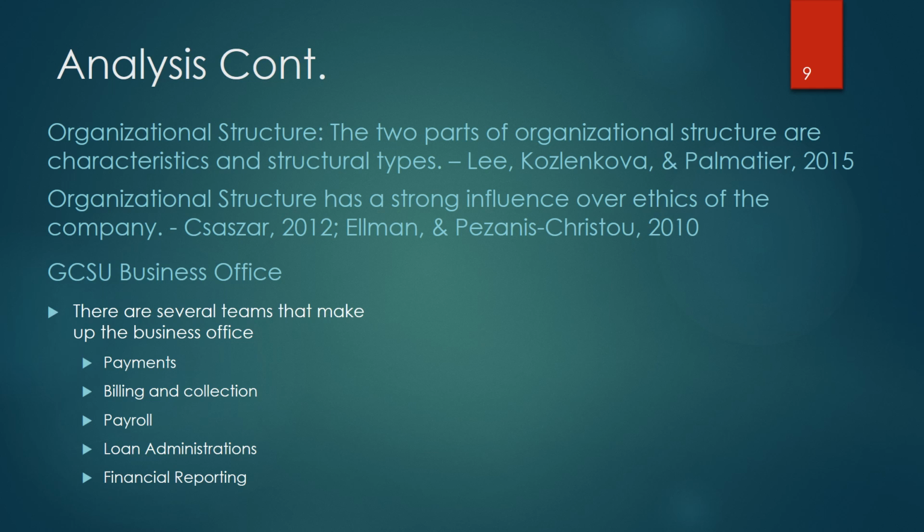In the Georgia College and State University business office, the organizational structure is made up of several teams. These teams are payments, billing and collection, payroll, loan administration, and financial reporting.